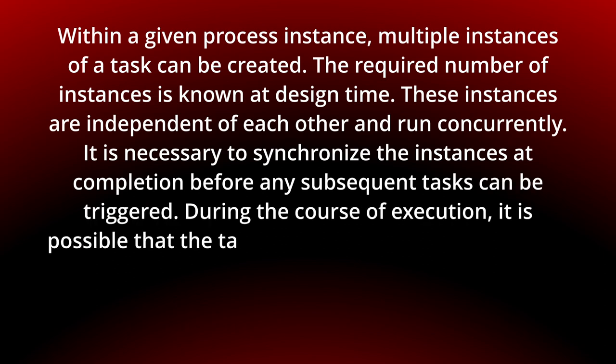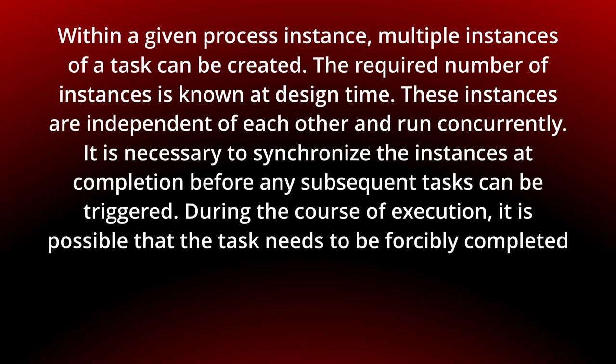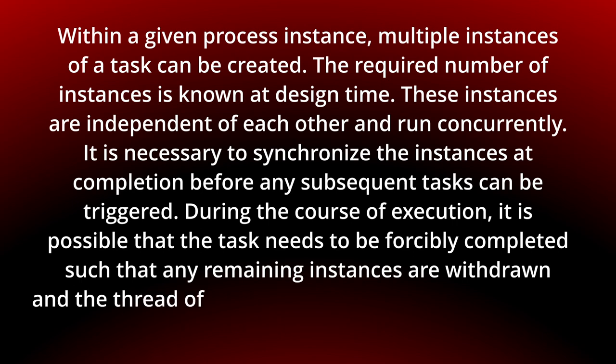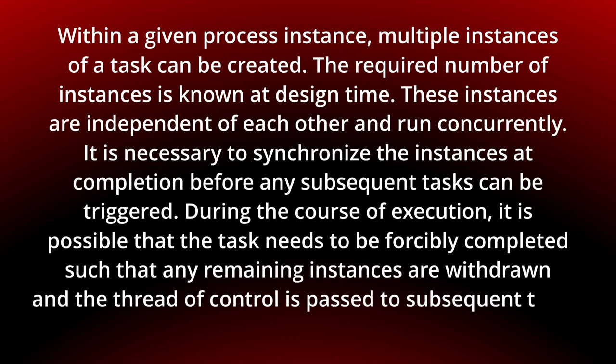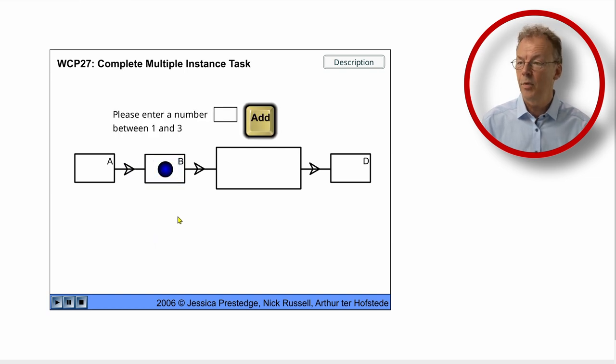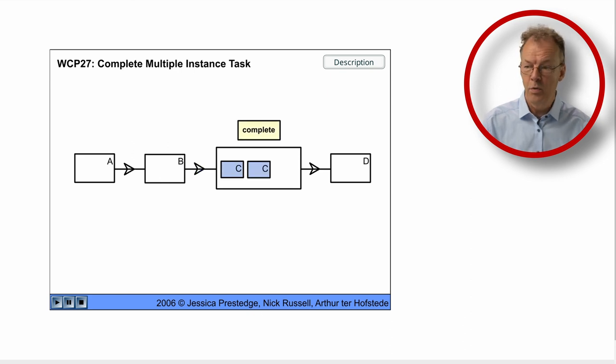During the course of execution, it is possible that the task needs to be forcibly completed such that any remaining instances are withdrawn and the thread of control is passed to the subsequent tasks. You can see the behavior in the original flash animation. So we start here and we have A, B, and then we have the multiple instance task. We can enter a number here, so let's say 2, and we complete these 2 instances and then we go to D.